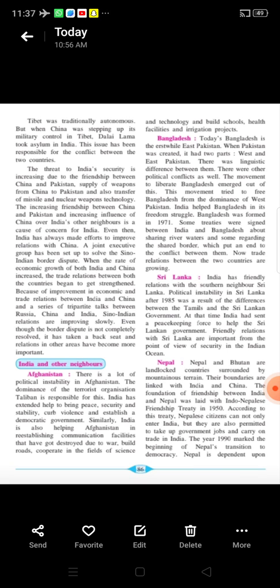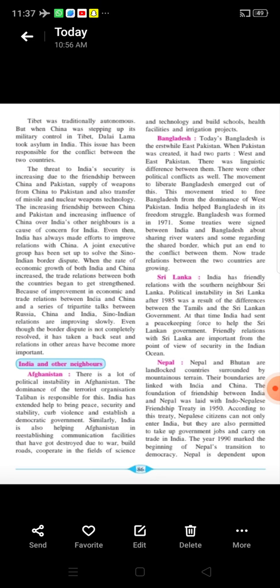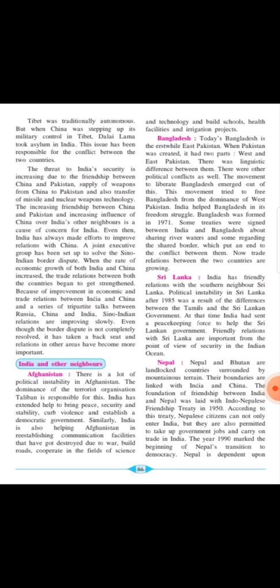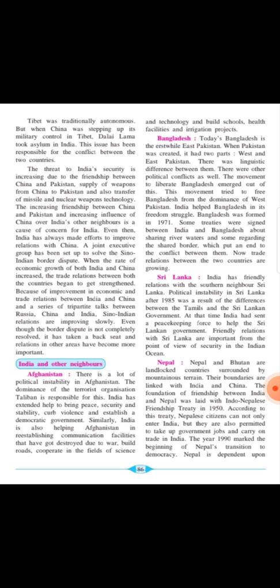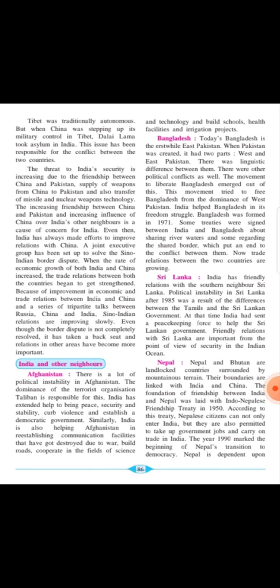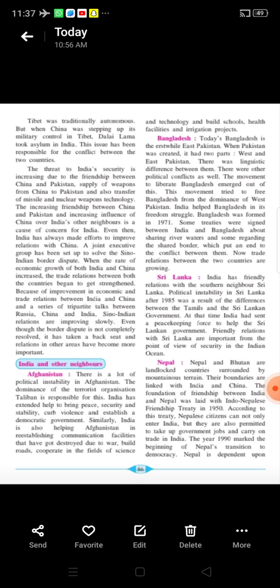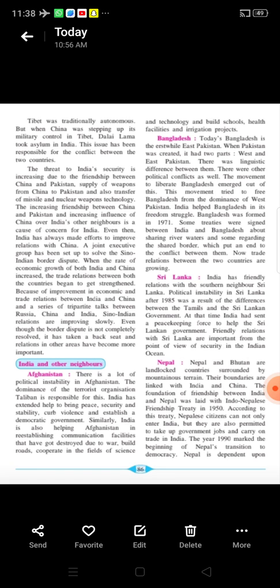First one is Afghanistan. Okay, children, so every one of you just pay attention over here. Afghanistan. There is a lot of political instability in Afghanistan. The dominance of the terrorist organization Taliban is responsible for this. India has extended help to bring peace, security, and stability, curb violence, and establish a democratic government.